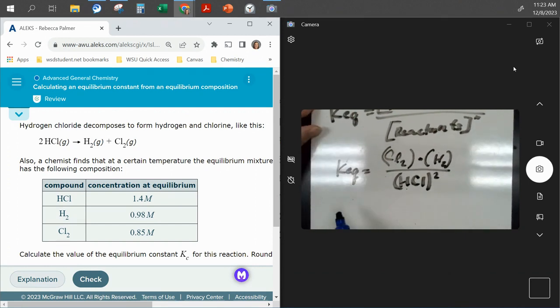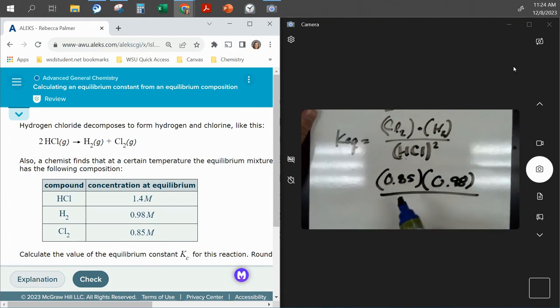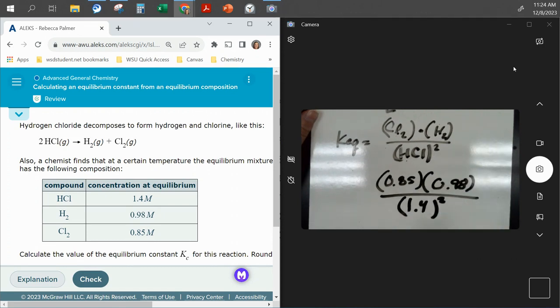So then all we have to do is plug in the numbers. We look at this table and it says that Cl2 is 0.85, so instead of writing Cl2, I'm going to put 0.85. Instead of H2, I'm going to put 0.98. Instead of HCl, I'm going to put 1.4, and I have to square that. Okay, does that make sense? Do you see where that came from? Okay, and then I just type that into my calculator or your personal calculator.